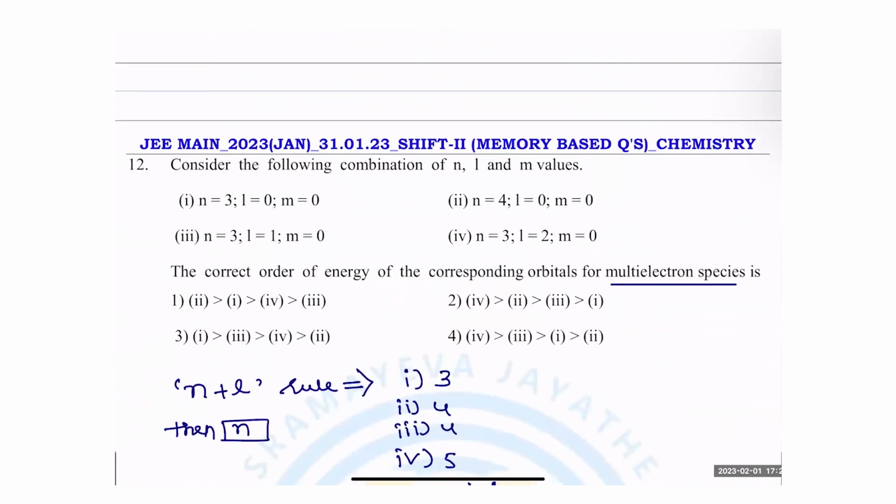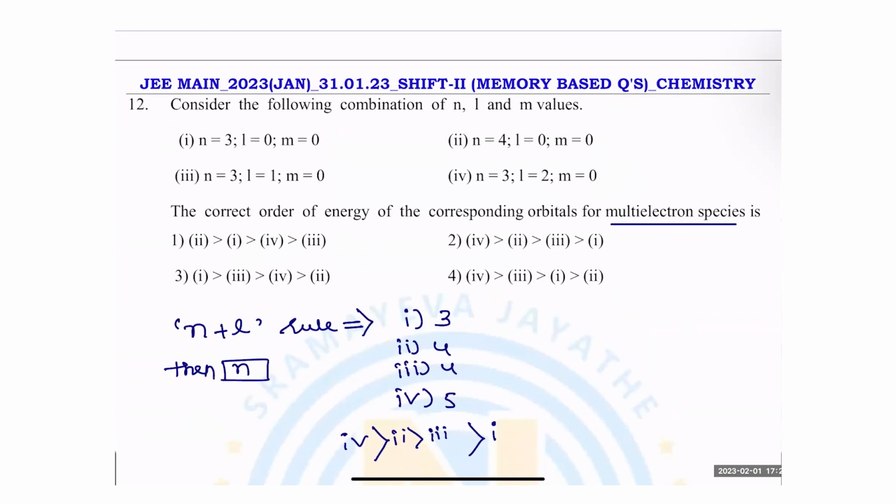The next one. Consider the following combination of principal quantum number, azimuthal quantum number, and magnetic quantum number. You should be careful here. He's asking about multi-electronic species, not single electronic species. In case of multi-electronic species, energy of a level depends on n plus l.